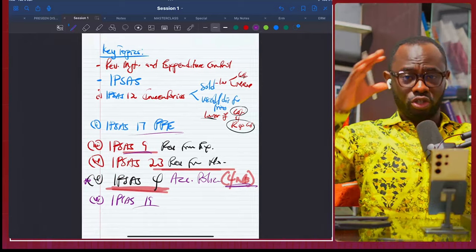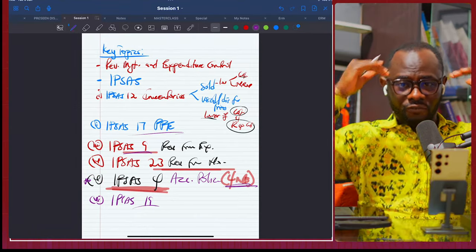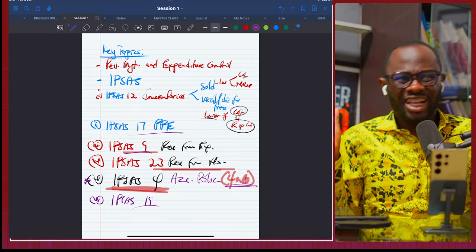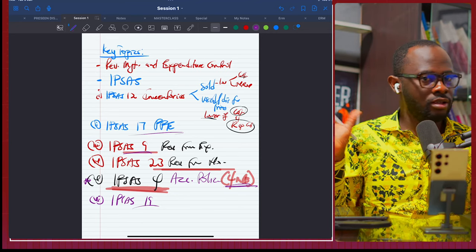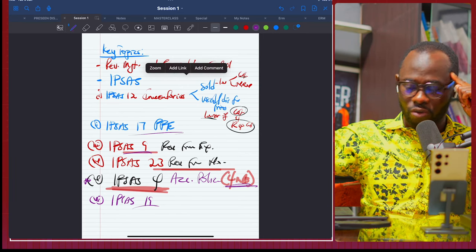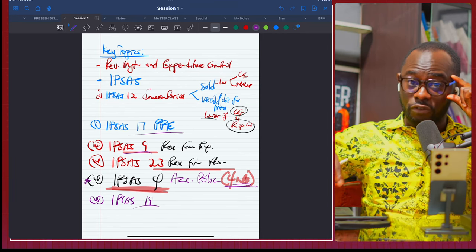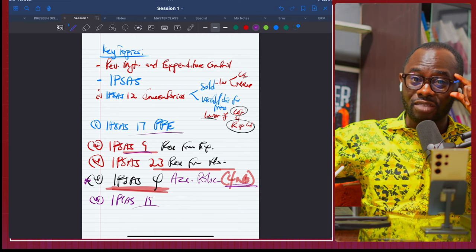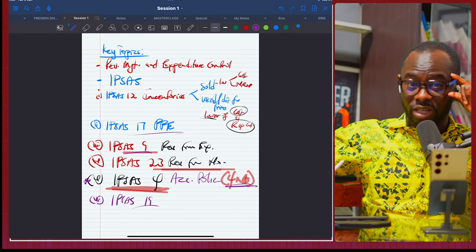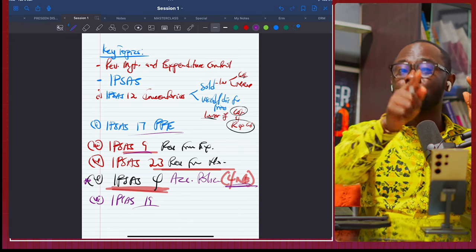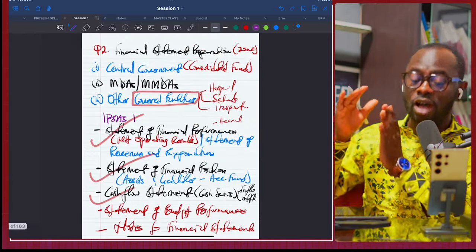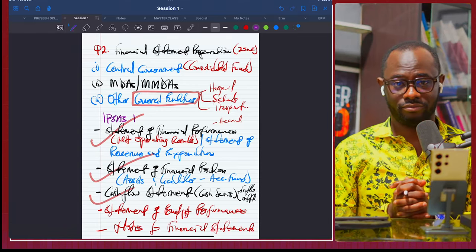So when it comes to question 2, the financial statement preparation, don't worry your head about what kind of financial statement is coming. Worry your head about revenue management and expenditure control. Be bothered if you still don't understand IPSAS 12, IPSAS 17, IPSAS 9, IPSAS 23, IPSAS 4. If you don't understand these IPSAS, that should be your headache. Don't bother yourself about which question the examiner will bring. But that is our question 2, 20 marks.